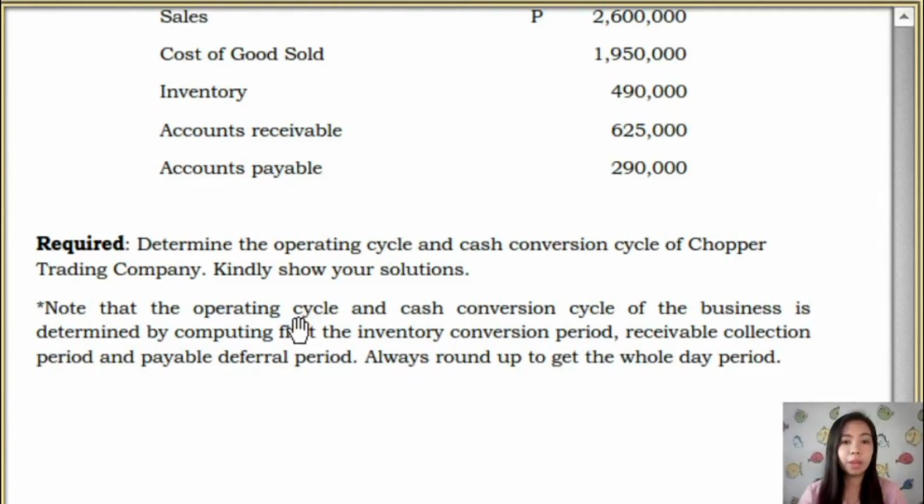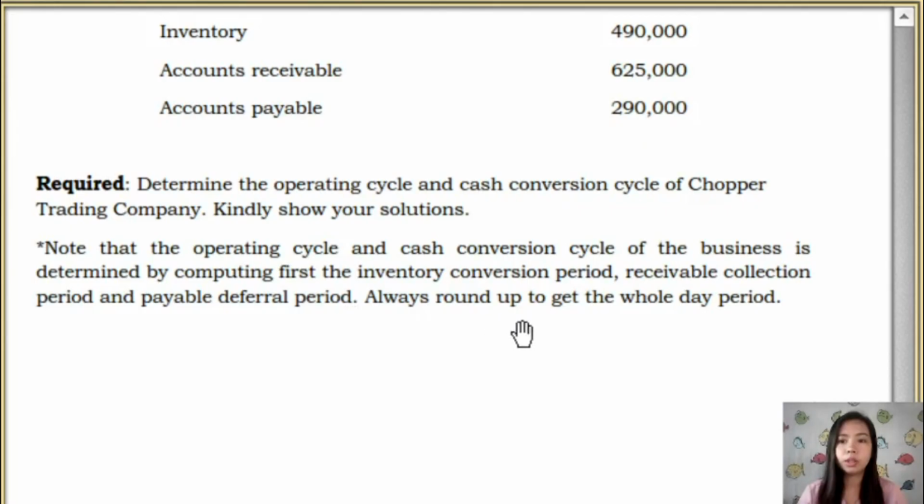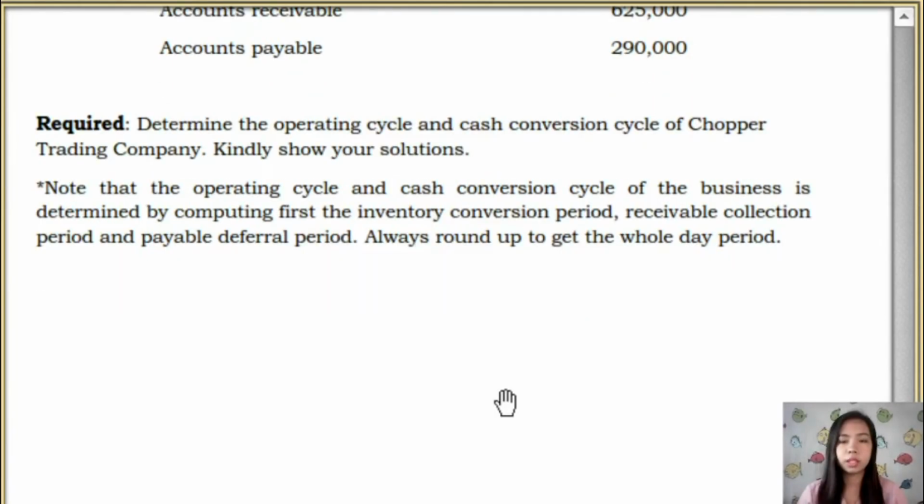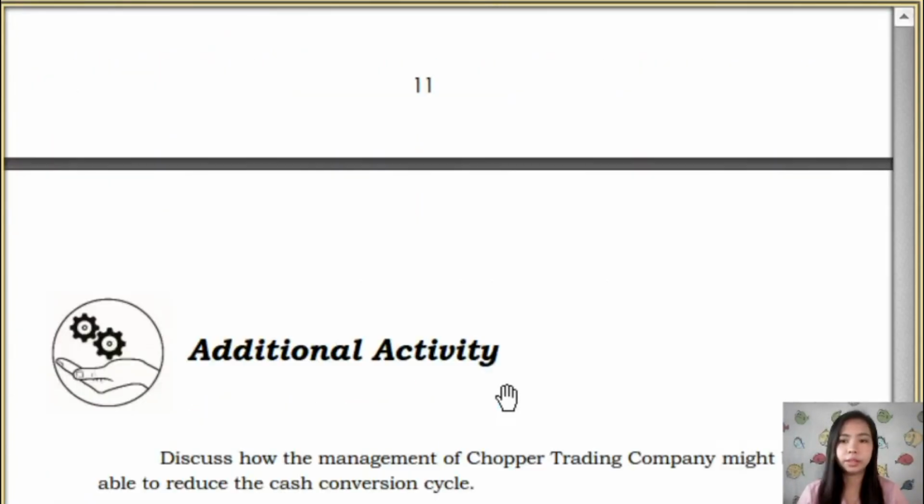So, you have 5 items here. Okay? Always round up to get the whole day period. Let's say, for example, you get 6.4. 7 days na lang ninyo. Okay? So, round up tayo po, ha? Round up. Okay, 6.3. 7 days na rin po. Whole day ang hahanapin natin.